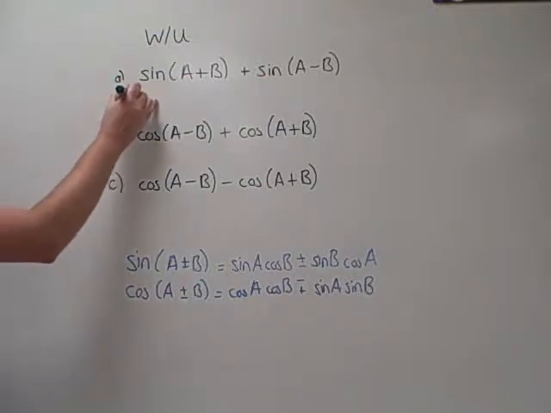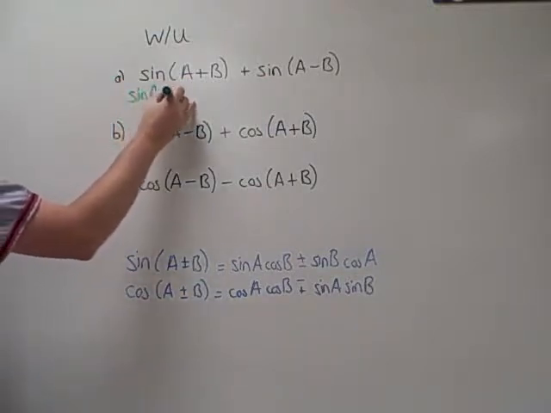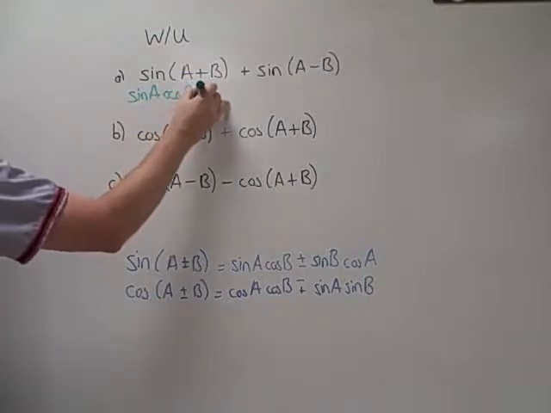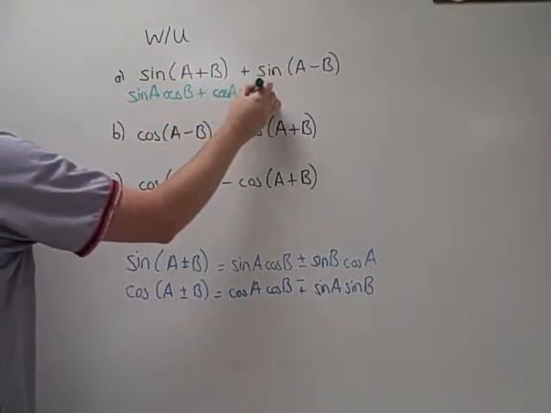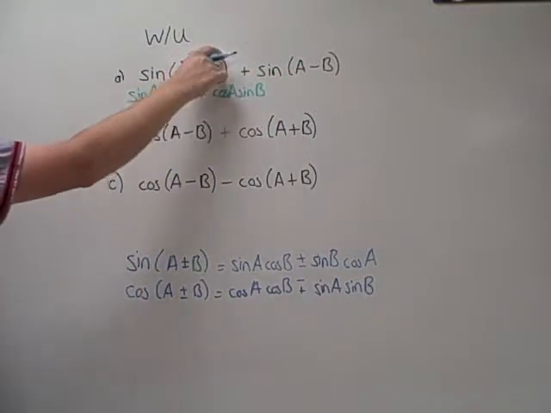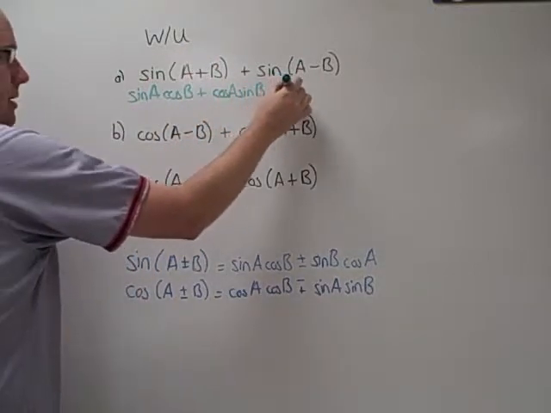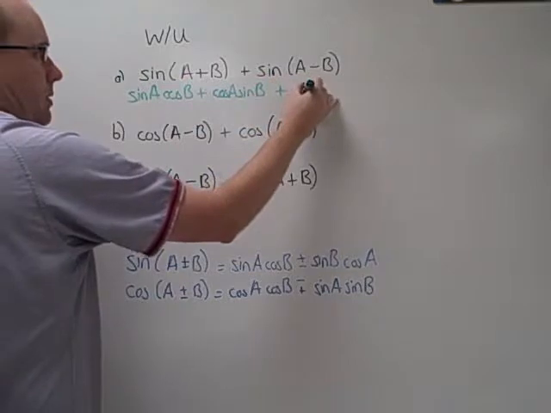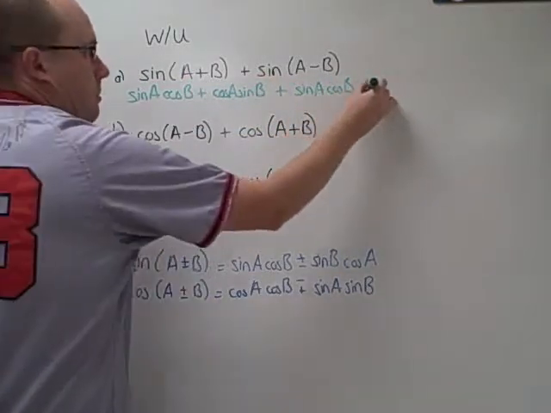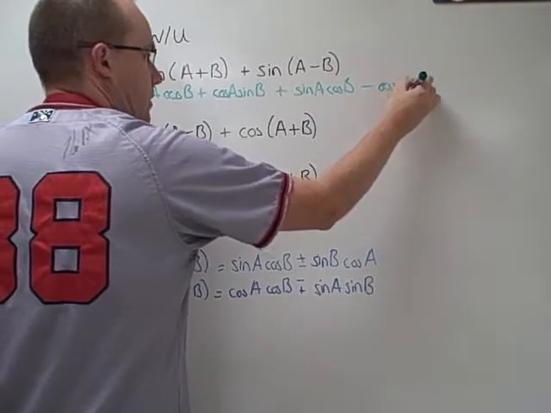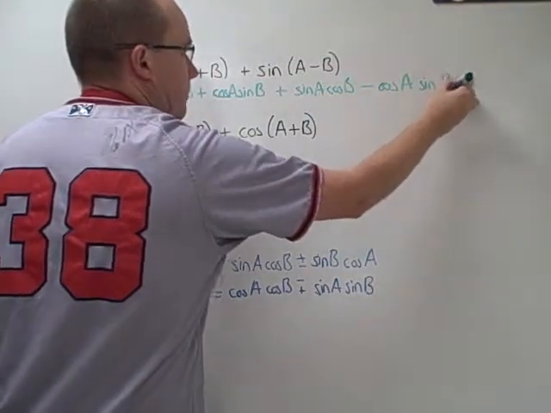So for the first one here, we've got sine of the first one, cosine of the second one, plus cosine of the first one, sine of the second one. So that's this one dealt with. Then we have to add on to that this one here. So this would be sine of the first one, cosine of the second one, minus cosine of the first one, sine of the second one.